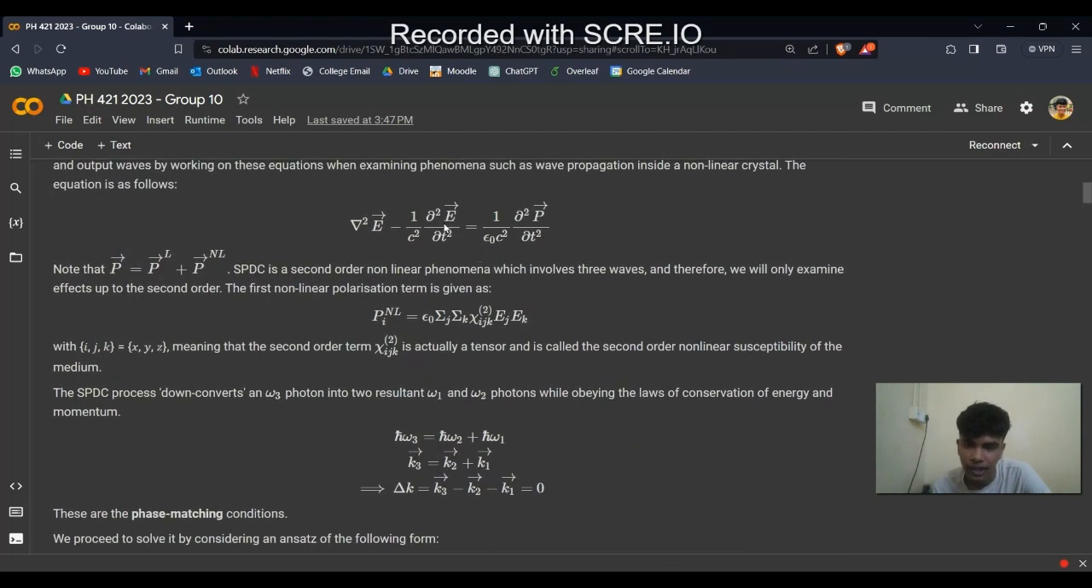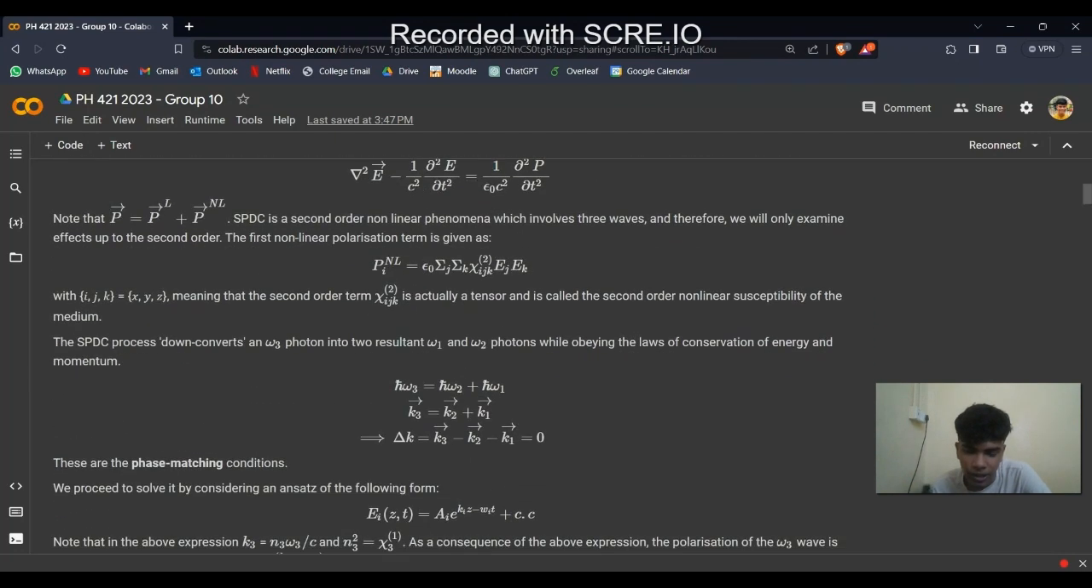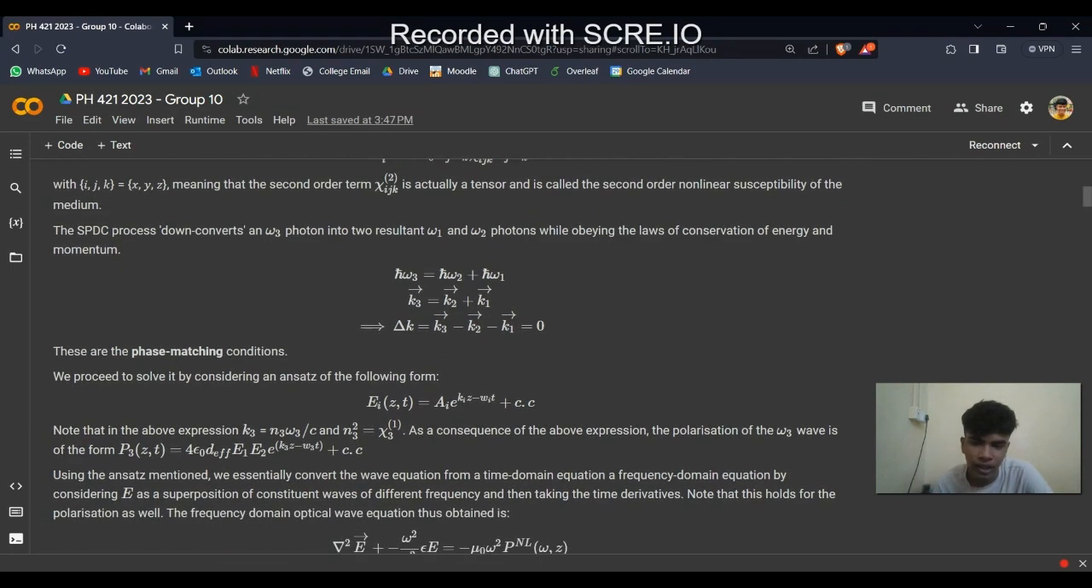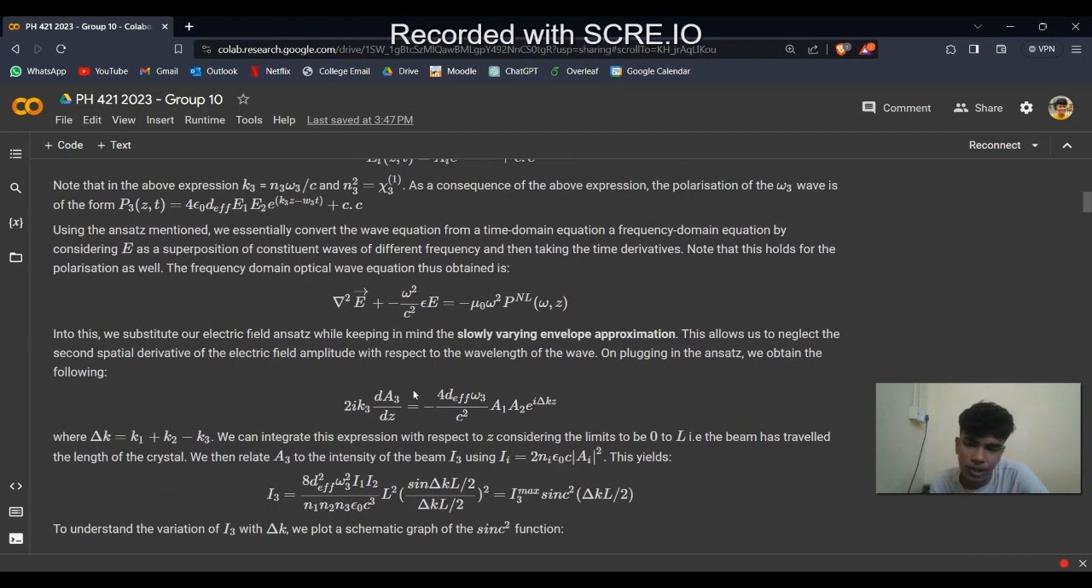That is because when we have a del square del t square with respect to all these e power i omega terms, we end up having an omega square pop out, right? And after we do this, we substitute our ansatz into it, keeping in mind that we have a slowly varying envelope approximation, which basically tells us that the envelope of the wave that we are considering varies in a very slow manner. And mathematically, this translates into us being allowed to neglect the second derivative of the amplitude with respect to the wavelength of the wave, right?